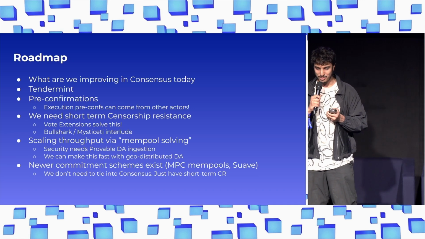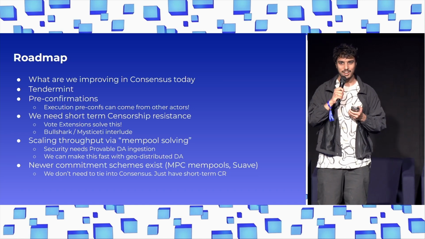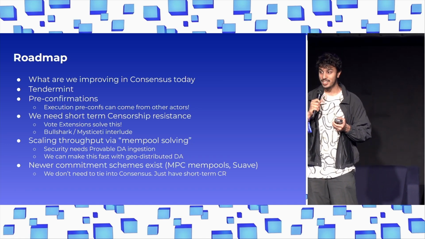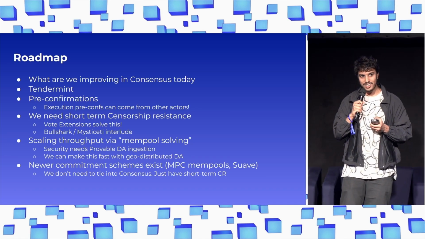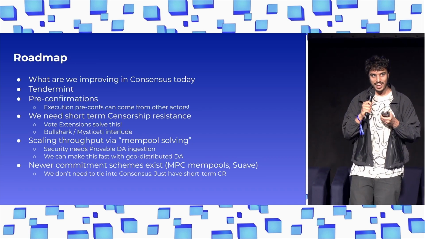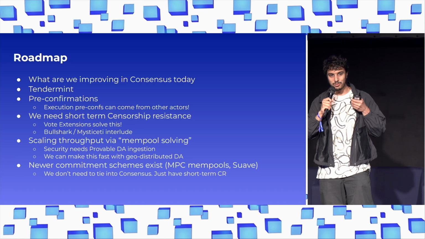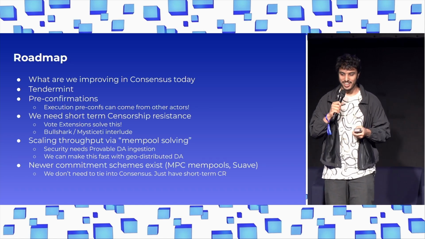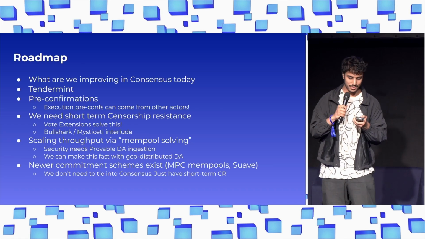And then what I think will be really interesting is there's been a lot of discussion on solver networks, or having a lot more work being done in the mempool. There are a lot of problems there, and these are actually solved with what I call provable DA ingestion, and we can make this really quick with geo-distributing DA. So I think that'll be really exciting. So let's dive into it.